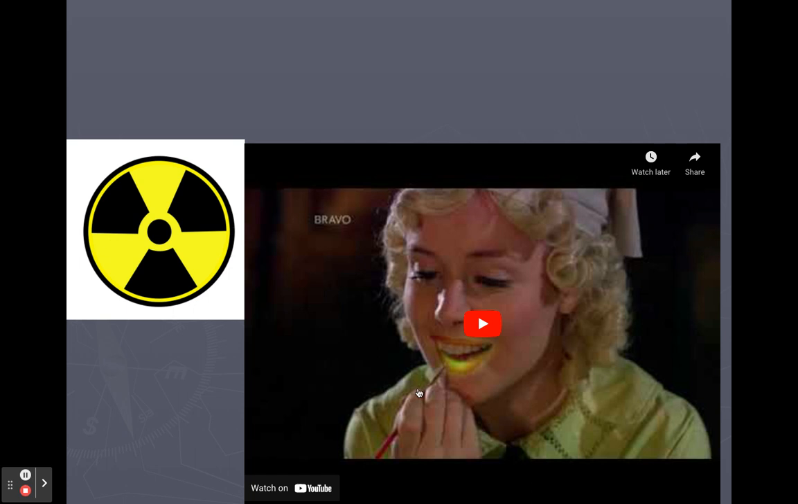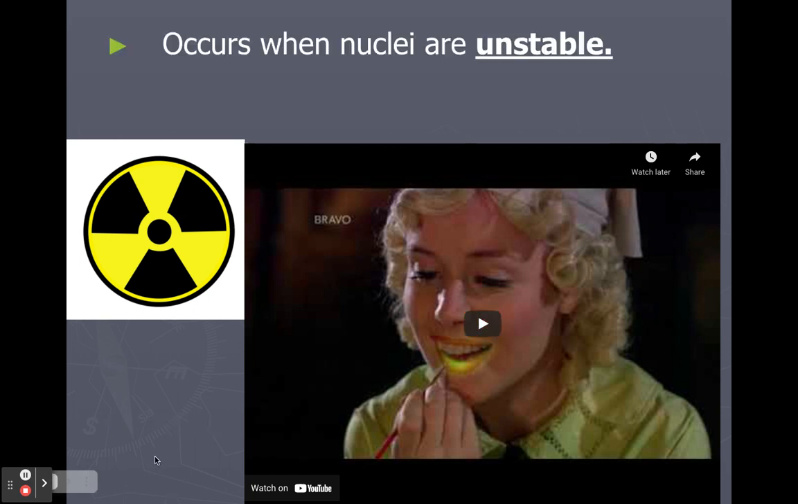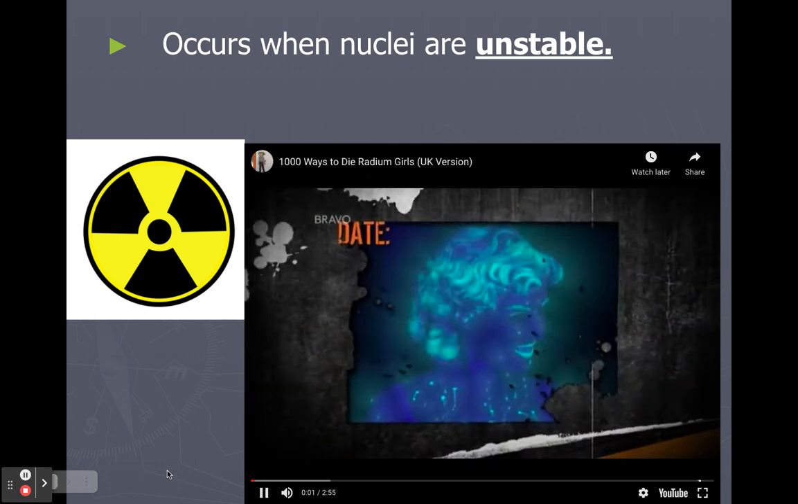So let's take a little look at a scene here from Radium Girls. Some of you might know that play, and it's also been turned into a movie. And why we study radioisotopes. We know they're unstable. Let's see.